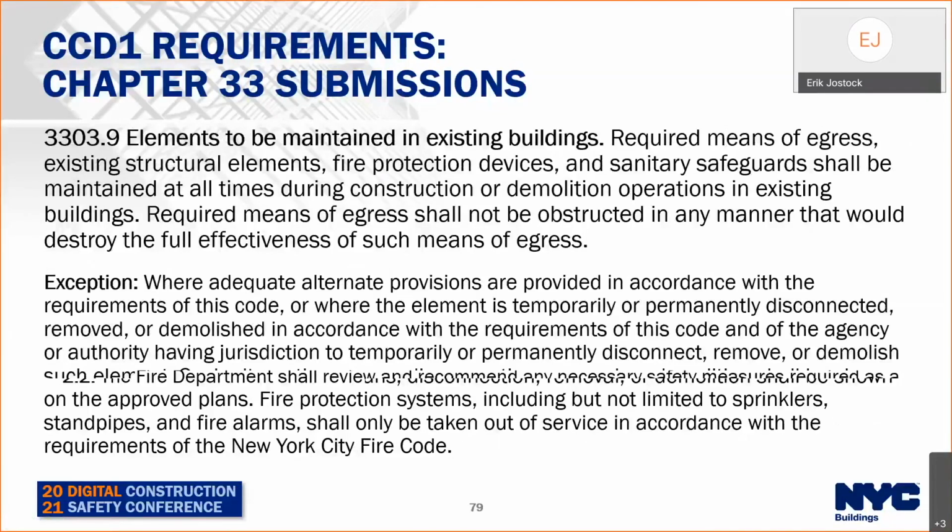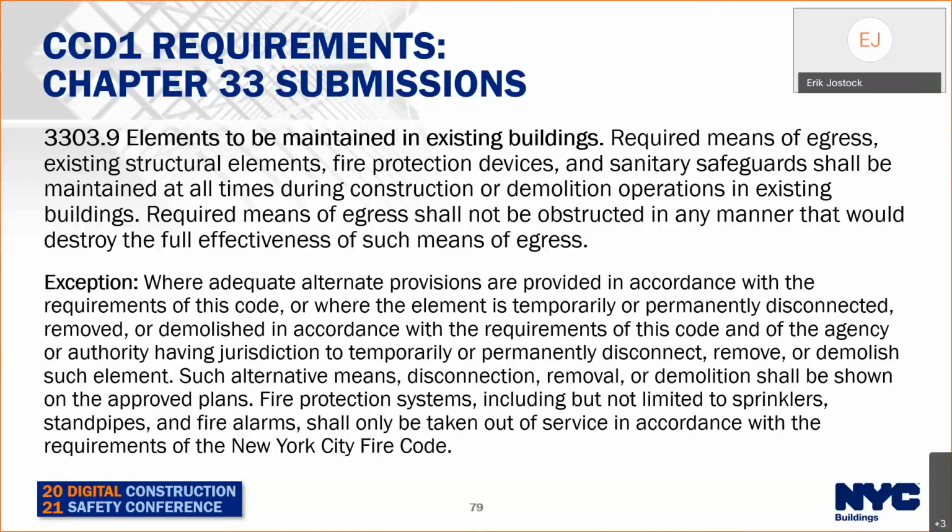Elements to be maintained in existing buildings. So this section of the code describes elements that, when you're doing the work, you have to maintain, like required means of egress, existing structural elements, fire protection devices, sanitary safeguards. There's an exception for adequate alternate provisions, and these adequate alternate provisions, especially temporary changes to the required egress, are proposed and considered on a CCD1.